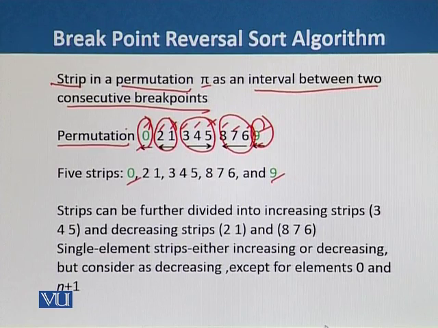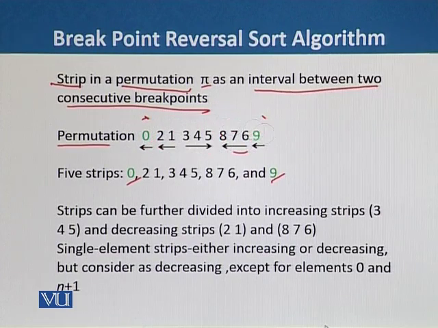These strips can be further divided into increasing and decreasing strips. We can see here 3, 4, 5 is in increasing order, so it is an increasing strip. Similarly, there are two decreasing strips in this permutation: 2, 1, because they are in decreasing order, so this is a decreasing strip. And similarly 8, 7, 6 is also a decreasing strip.